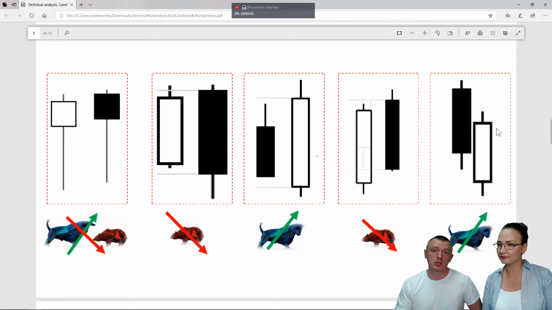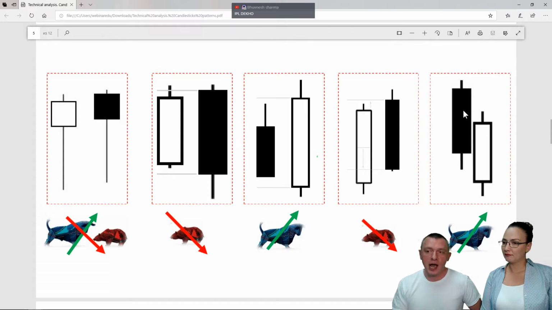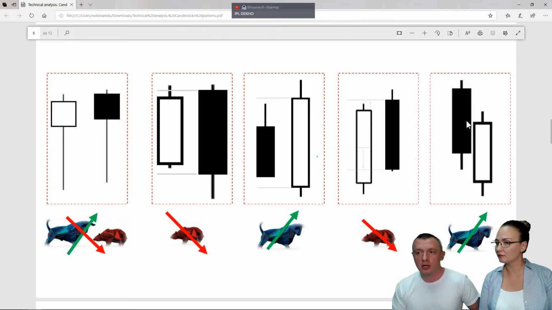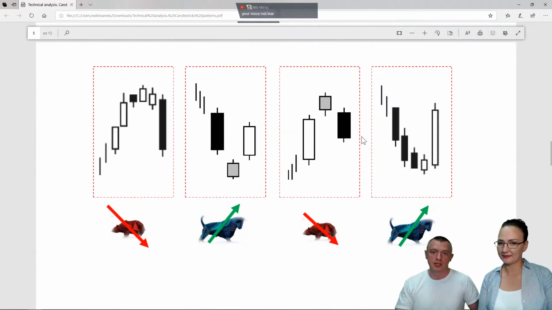And the piercing pattern is another one, this is a bullish one. Here again, the first candlestick is red and the second one is green, and the green one has to cover the previous one by its body by more than one half, at least 2/3 maybe. So my friends, these are the most popular reversal patterns.